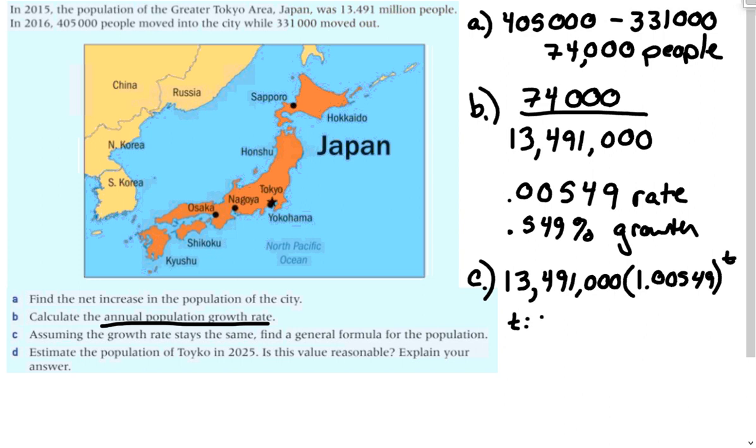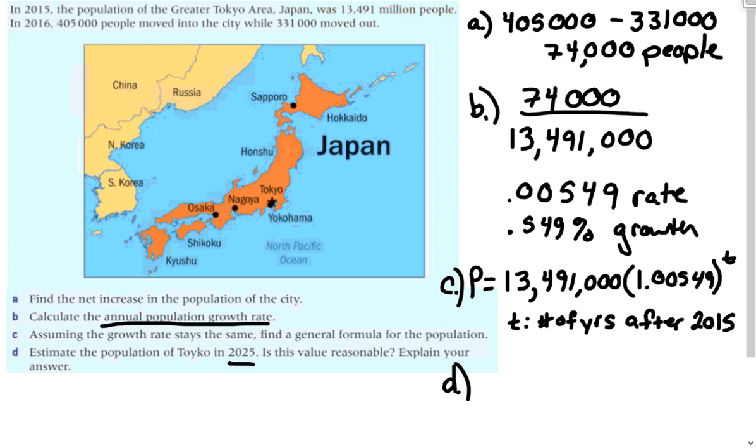And one of the things that you need to do is define t. t is the number of years after, when did we start? 2015. And this is an equation, so we should have, let's do P for population. My population equals. Okay, and then part D, now we're going to estimate the population for Tokyo in 2025.